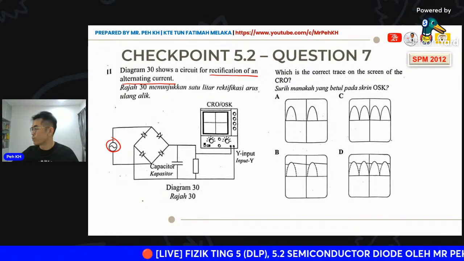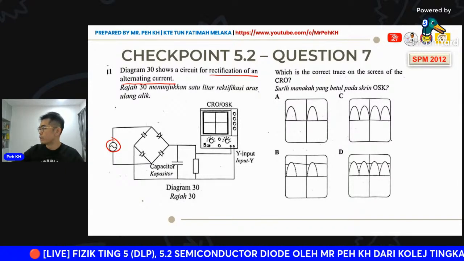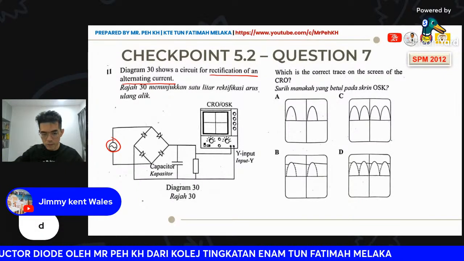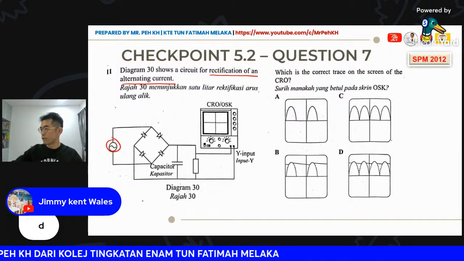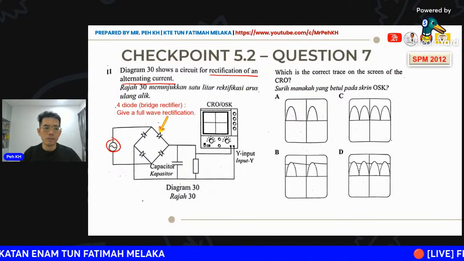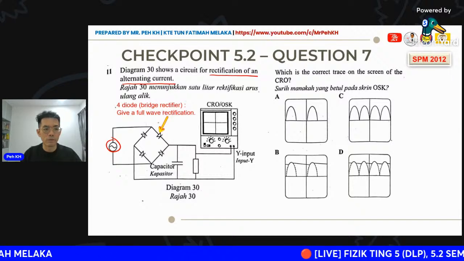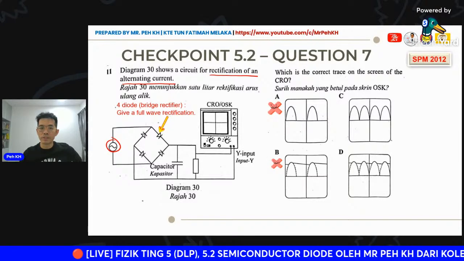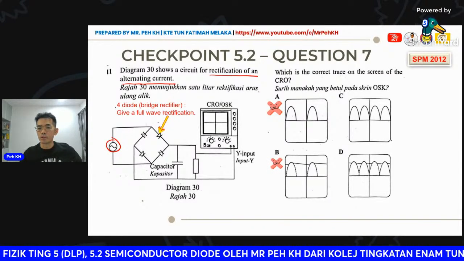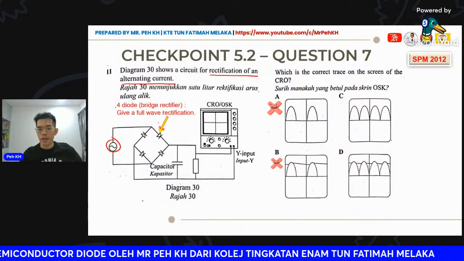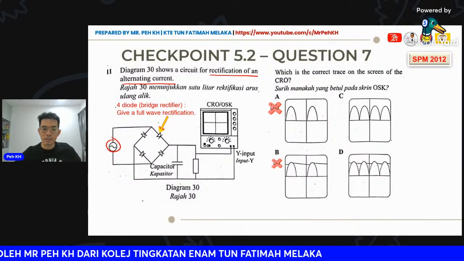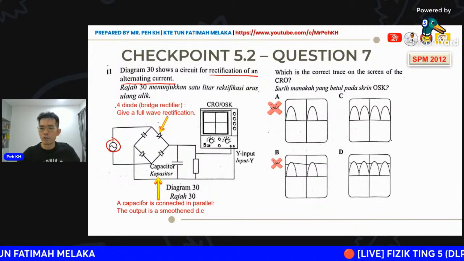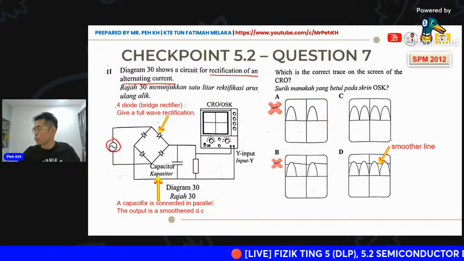So again, students, you may share your answer in the chat room. Okay, the answer from Jimmy is D. I think Jimmy's answer is correct, right? Because firstly, we need to consider that we have 4 diodes, so we accept a full wave rectification graph. So A and B will be out already because both show half wave. Second, with the capacitor, the output graph will be smoothened. So the answer will be clear, it will be D. Good, Jimmy, for your answer.